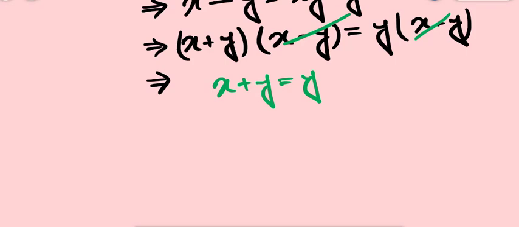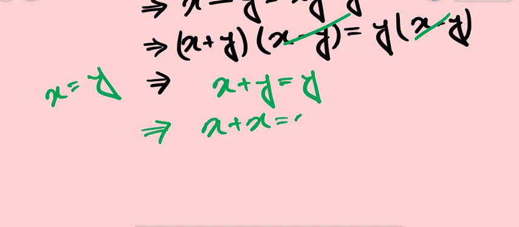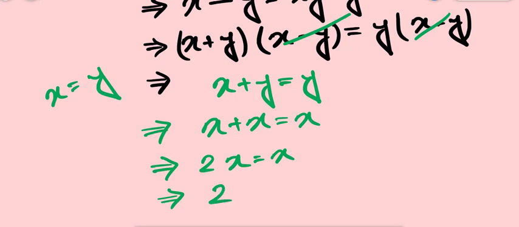At the very beginning we wrote that x is equal to y. So let's put the value of y here. So x plus x is equal to x. So we can say 2x is equal to x. If we divide both sides with x, we get 2 is equal to 1. We can prove mathematically that 2 is equal to 1.